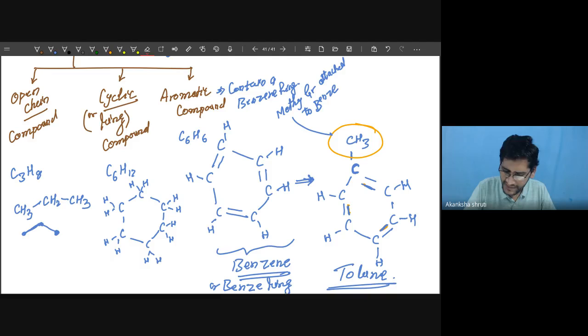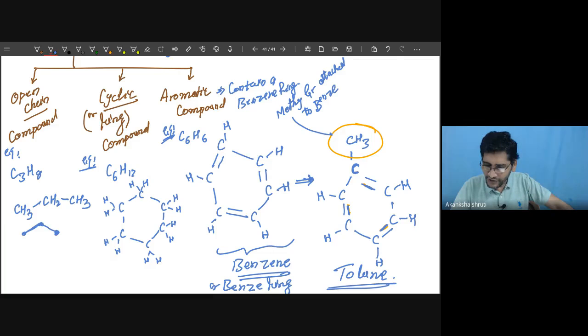A six-carbon cyclic compound with alternate double bonds is called a benzene ring, or benzene. And if a hydrogen is replaced by another group, that is also of the same category. So this category of compound is called an aromatic compound. Okay, students, these were the examples that I had taken for the aromatic compound.